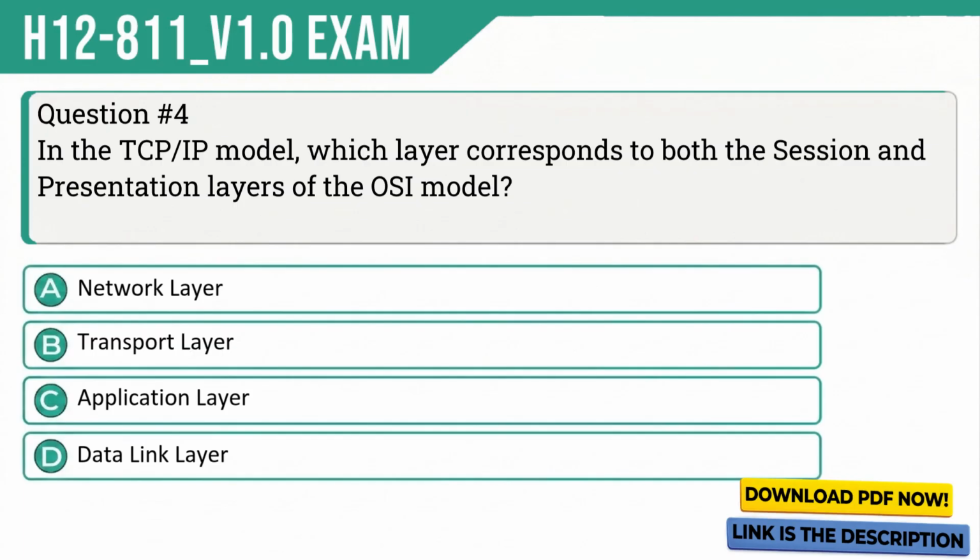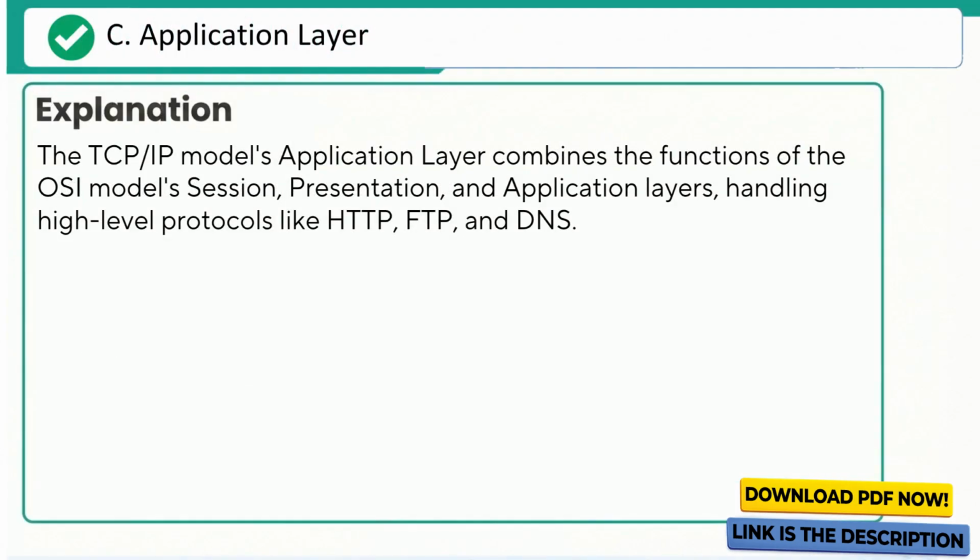Question number 4. In the TCP/IP model, which layer corresponds to both the session and presentation layers of the OSI model? A. Network layer. B. Transport layer. C. Application layer. D. Data link layer. Correct answer: C. Application layer. Explanation: The TCP/IP model's application layer combines the functions of the OSI model's session, presentation, and application layers, handling high-level protocols like HTTP, FTP, and DNS.